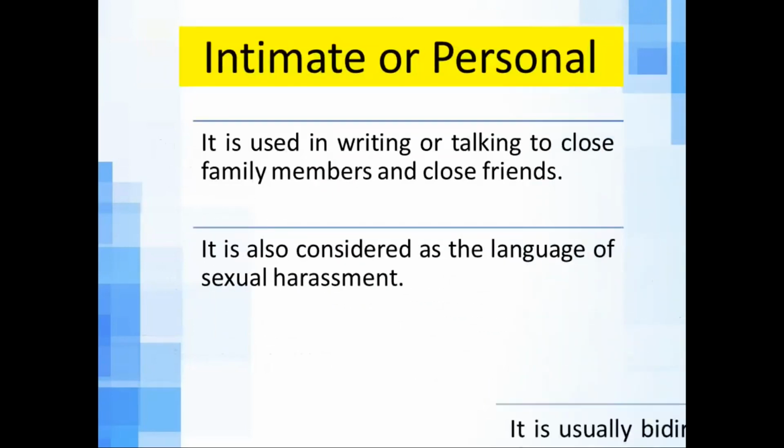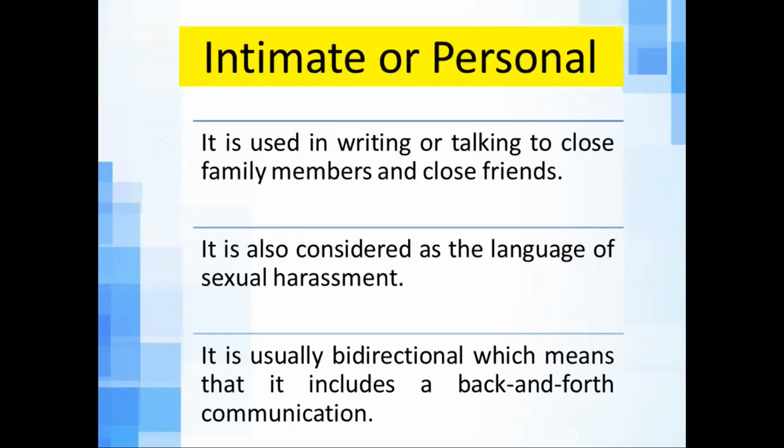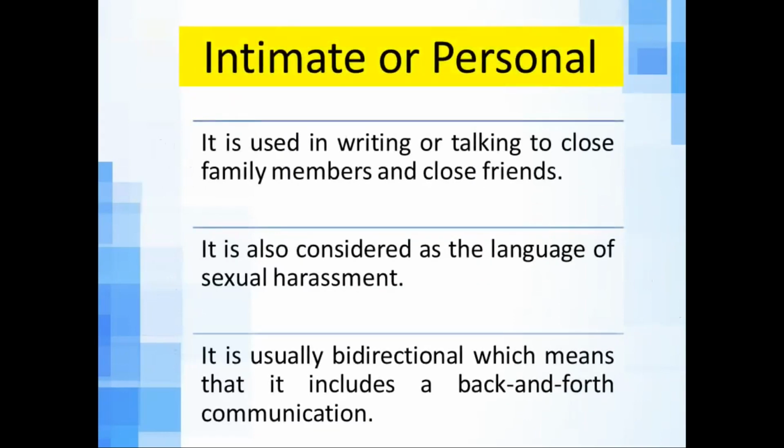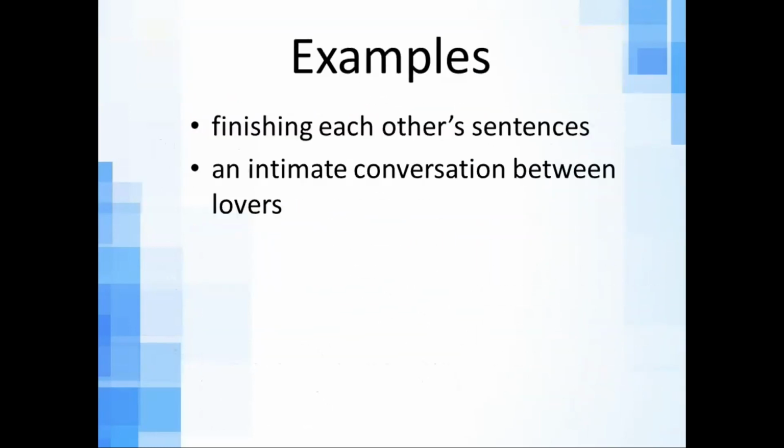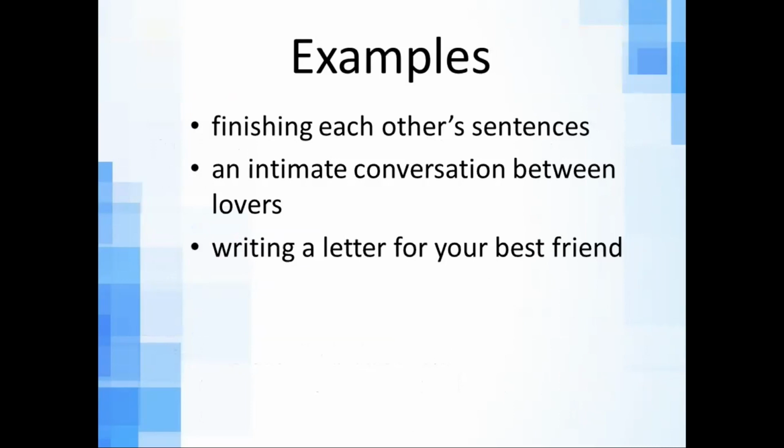Intimate, this is the type of register that you use when you are communicating intimately with your family members or close friends or your lover, although it is considered as the language of sexual harassment. So the communication level here is bidirectional, which means it also includes back and forth communication. So, okay, intimate conversation between lovers, letters, and many others.